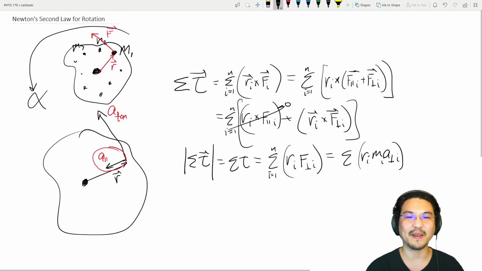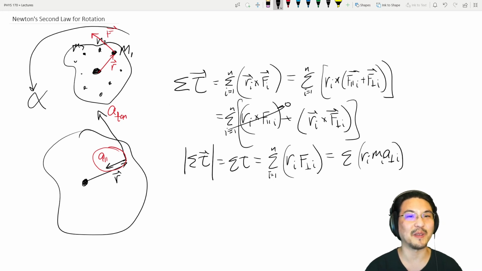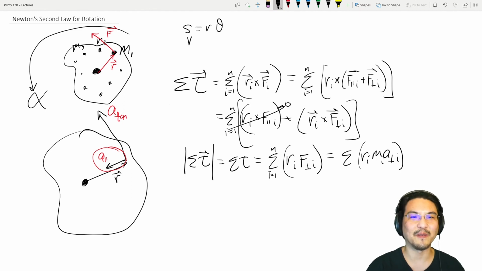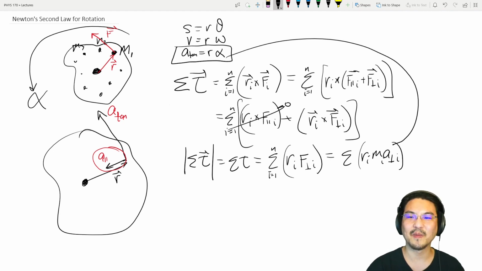And then if you look back a little bit, remember the relationship between linear things and rotational things? If you have some arc length S, how does it relate to the angle? Like this. If you take a time derivative, the velocity is proportional to the angular velocity. The tangential component of acceleration is proportional to the angular acceleration. So this part right here relates here.